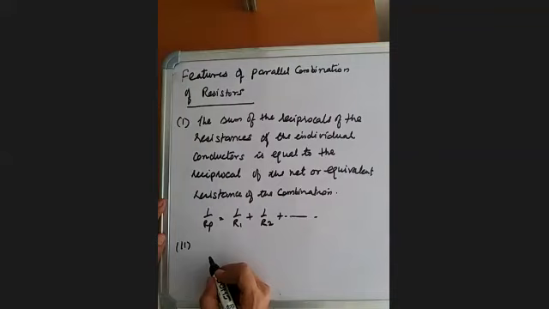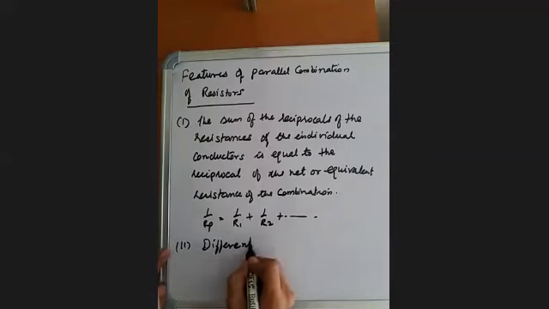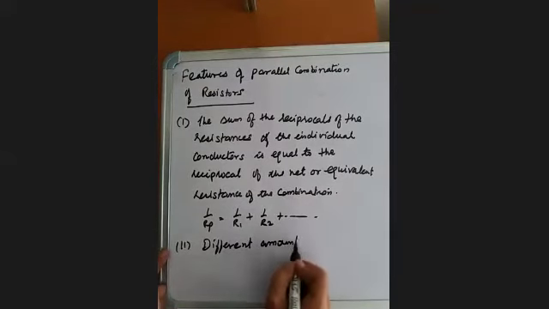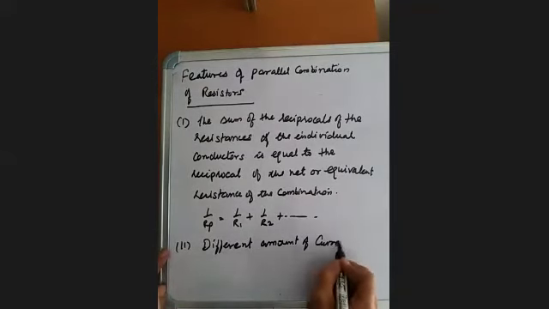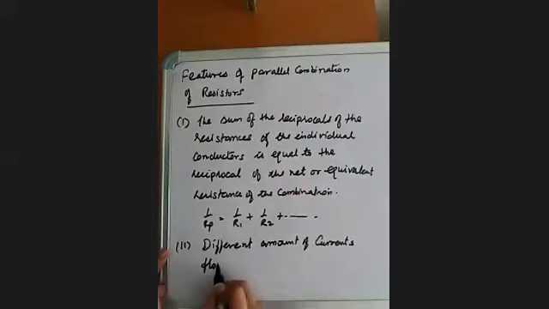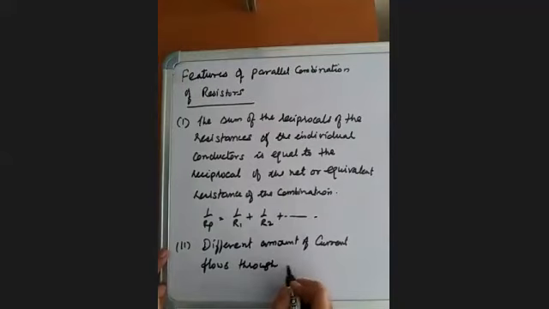The second is the different amount of current flows through different resistances. So this also we have discussed already. Different amount of current flows through the different resistances.